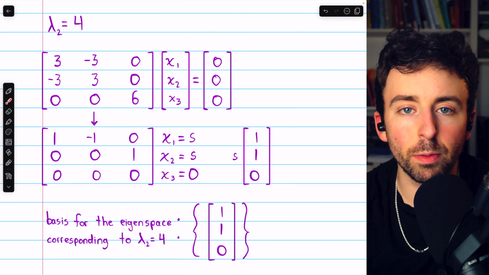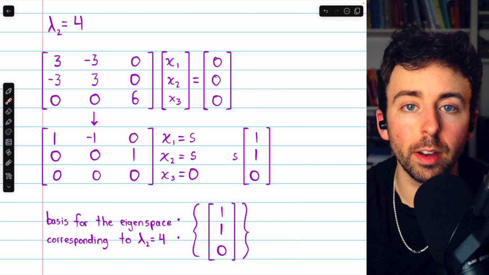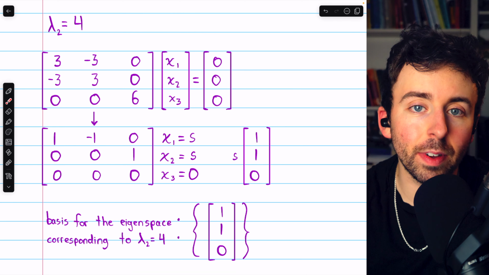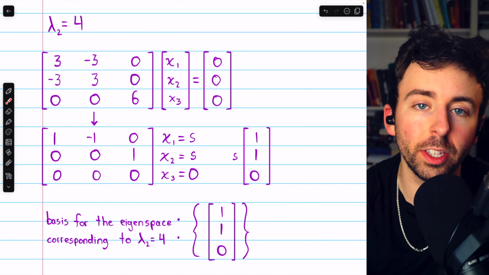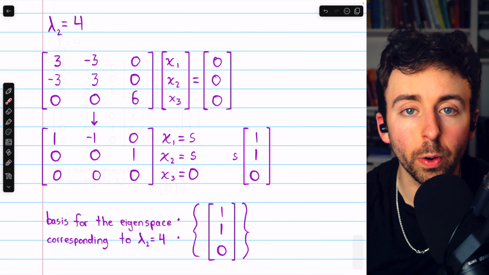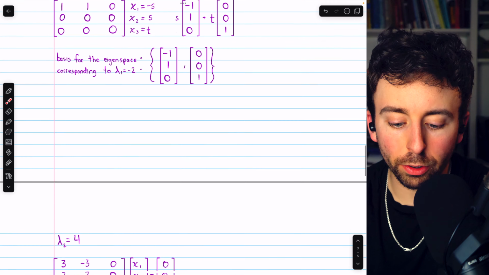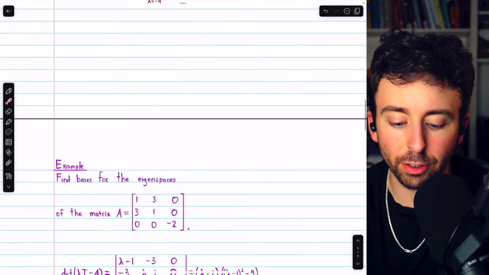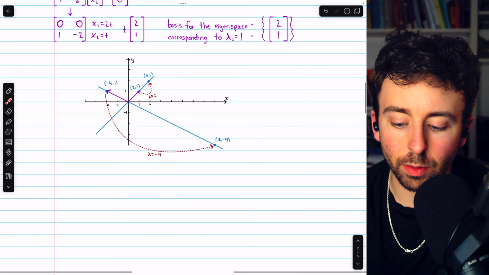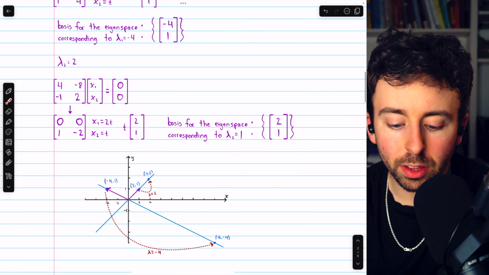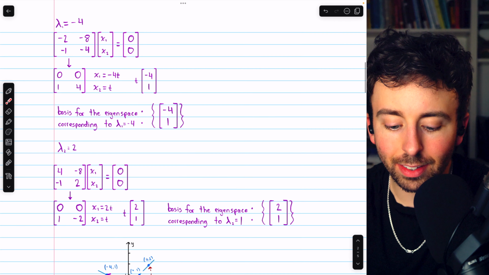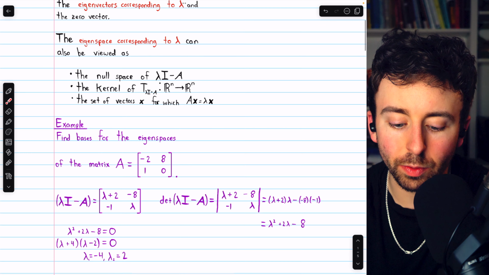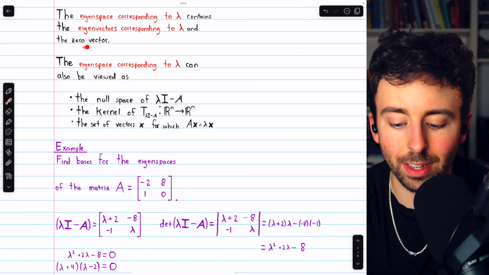This would be a line through the origin. Again, it's a subspace of R cubed. Any multiple of this vector is an eigenvector corresponding to this eigenvalue, excluding the 0 vector, of course. So that's what an eigenspace corresponding to an eigenvalue is, and that's how to find a basis for an eigenspace. Again, given an eigenvalue of a matrix A, the corresponding eigenspace is the set of all eigenvectors corresponding to that eigenvalue, as well as, of course, the 0 vector.